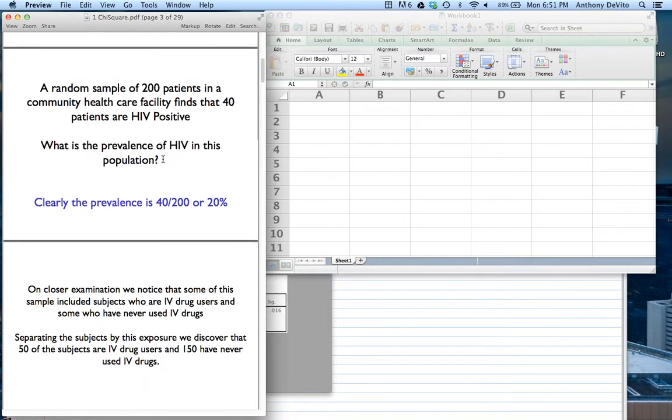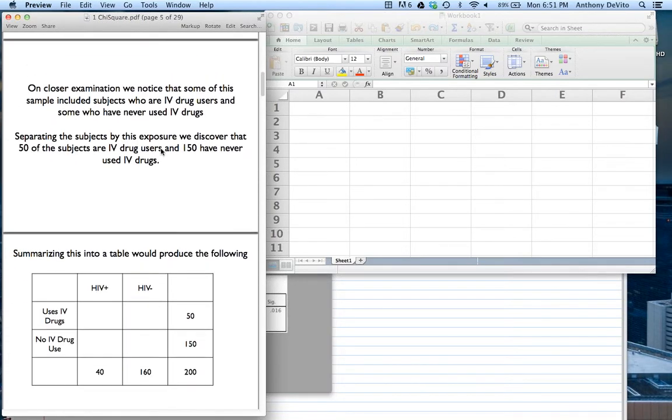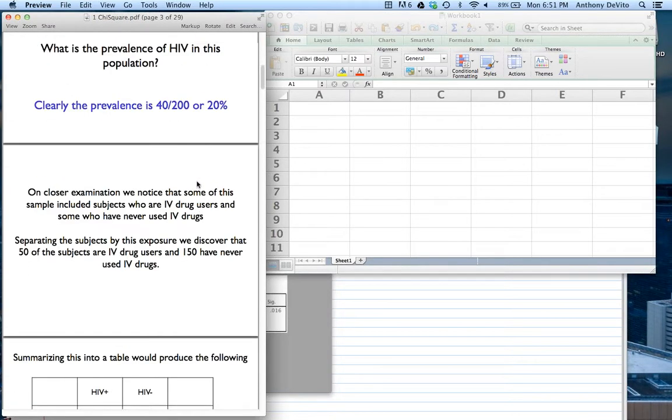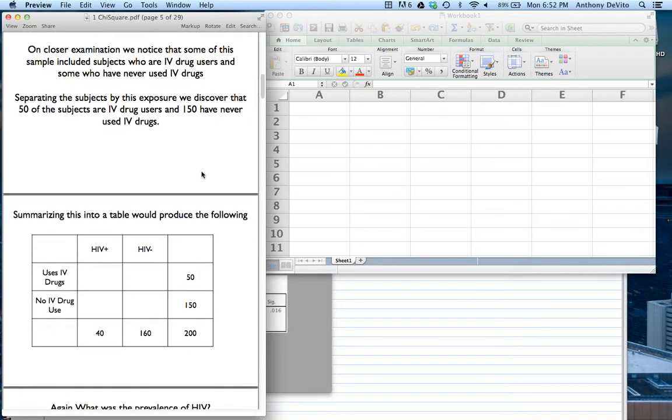Now that we look at that, I'm going to do a closer examination. We are going to take a look at the subjects and question them about their IV drug use. So 50 of the subjects are IV drug users, and 150 have never used IV drugs when we discuss this with them.